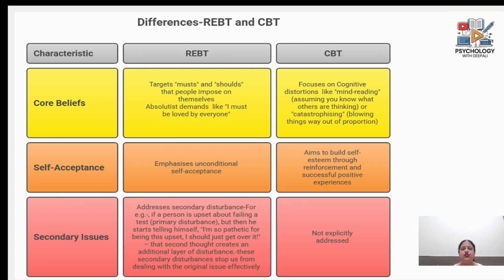Then we have secondary issues. Now, REBT addresses secondary disturbance. There is a concept called secondary disturbance. That is, if a person is, let's say, upset about failing a test, that is the primary disturbance. But then he starts telling himself, I'm so pathetic for being this upset. I failed an exam, I became upset, and I'm so upset about it. I'm pathetic that I'm so upset. So I should just get over this. So there is a second thought which is creating an additional or secondary level of disturbance. Now, these secondary disturbances normally stop us from solving the original issue. So, this is what is focused on in REBT, but in CBT, this is not explicitly addressed.